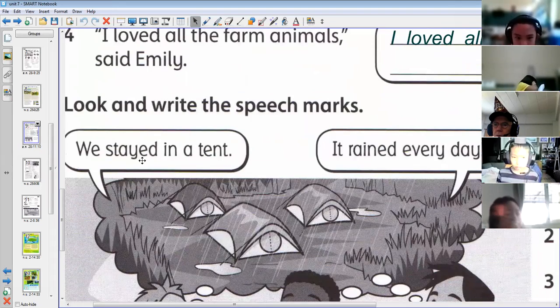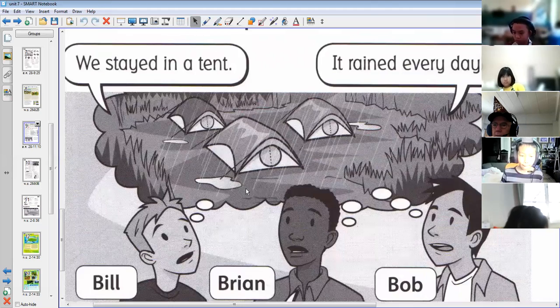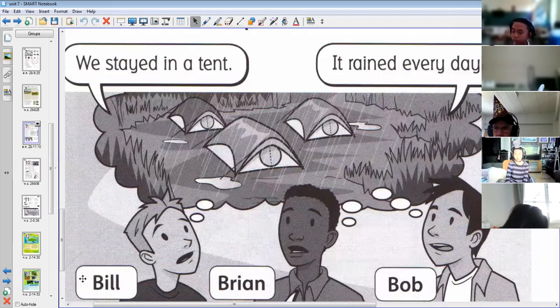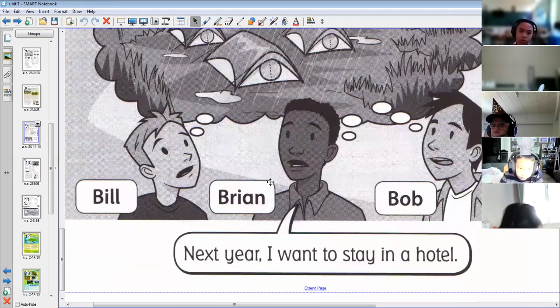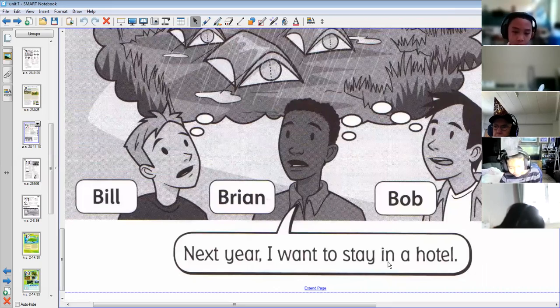Look and write the speech marks. We stayed in a tent. Speech bubbles. You see a picture, you have Bill here. This is not a speech bubble because it doesn't have this little tail thing. Bill, Brian and Bob talking. So this means Bill says, "We stayed in a tent," and Bob says, "It rained every day." Oh, Brian does speak. He says, "Next year I want to stay in a hotel." So that's what those three are saying.